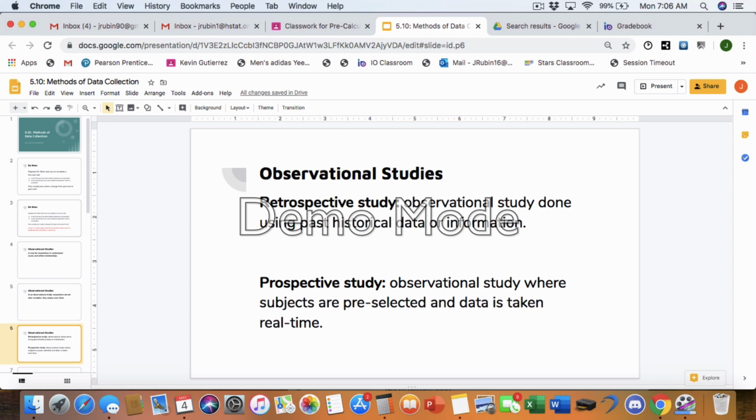In observational studies, there are two types. One is retrospective. This is done using past historical data or information. So, this would be like looking at the 1919 flu pandemic and deciding what were the mortality rates. In other words, what percentage of people died based off that data in 1919. A prospective study is an observational study where subjects are pre-selected and data is taken in real time. This would be like if I wanted to test some effect on different types of online learning. So I could observe how you guys do on certain quizzes in real time.